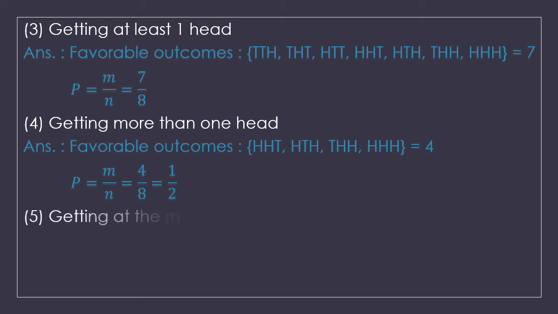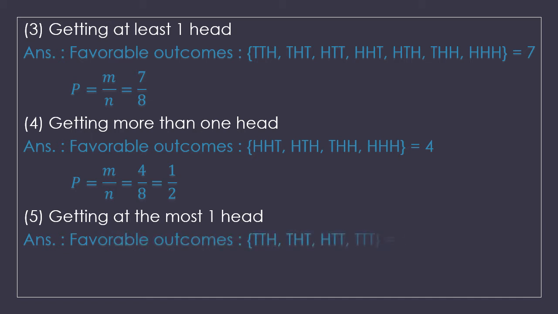The fifth question is getting at the most one head. At the most means maximum 1 or less than that, that makes it 0 heads. So the 1 head and 0 heads outcomes are TTH, THT, HTT and TTT. Again the 4 outcomes, the probability will be 4 upon 8, that is 1 upon 2.